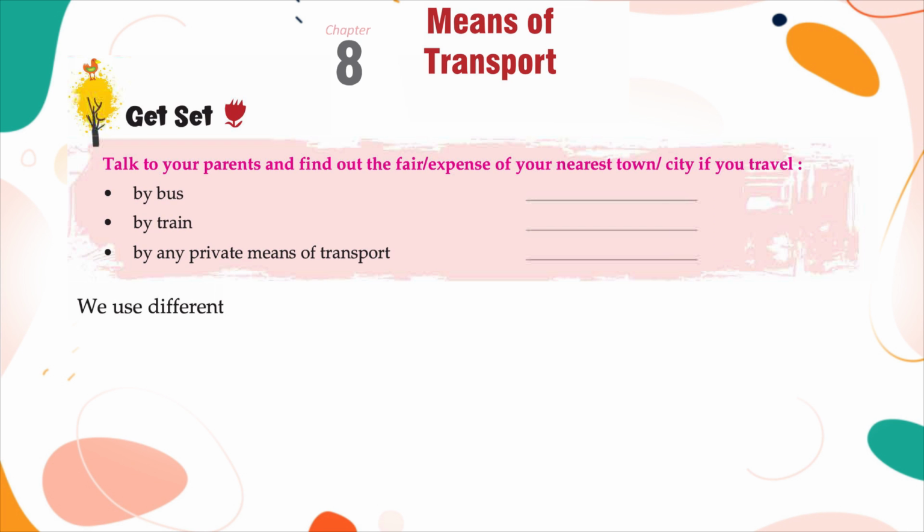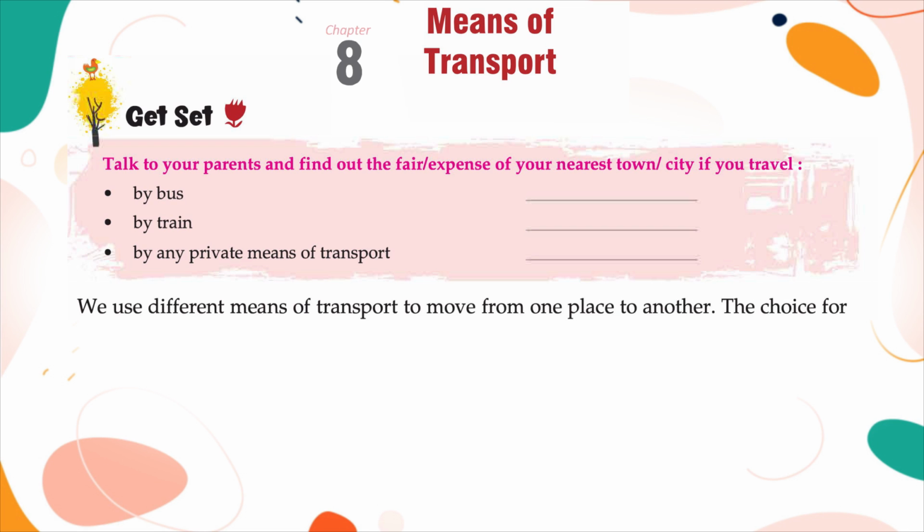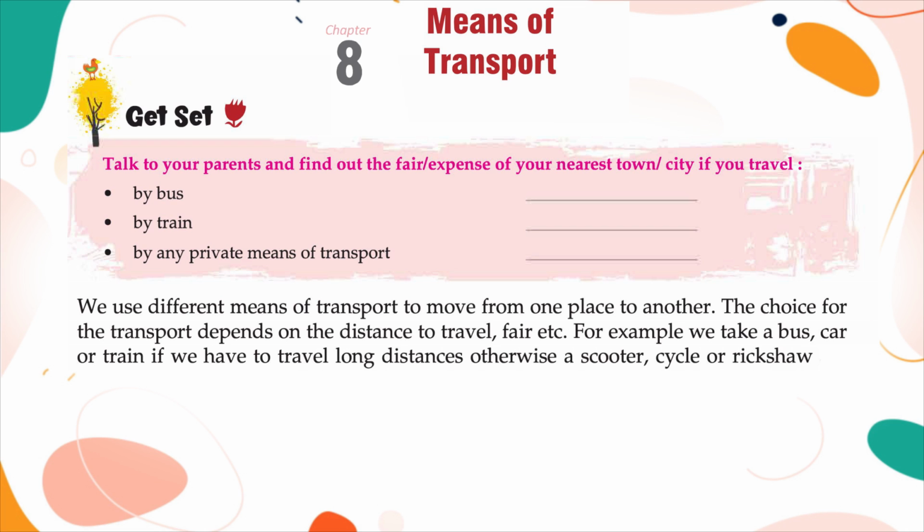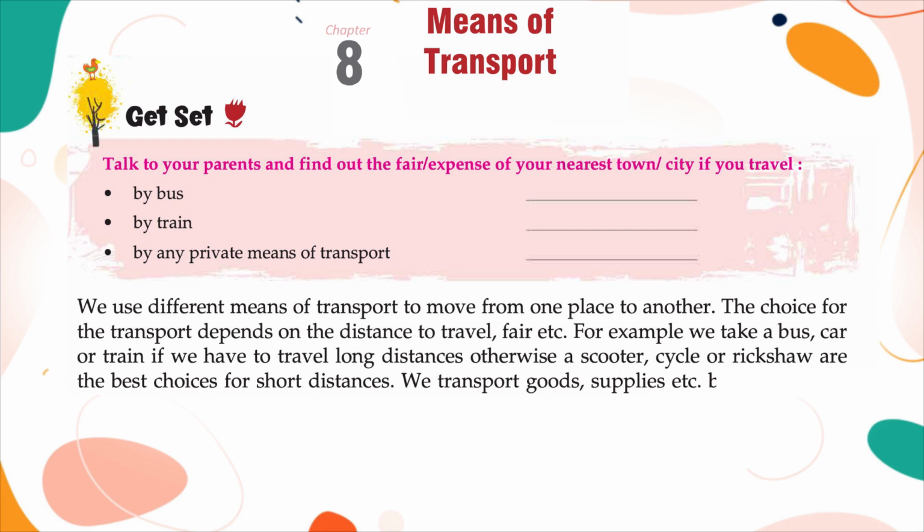We use different means of transport to move from one place to another. The choice of transport depends on the distance to travel, fare, etc. For example, we take a bus, car, or train if we have to travel long distances, otherwise a scooter, cycle, or rickshaw are the best choices for short distances. We transport goods, supplies, etc. by trucks, lorry, or ships.